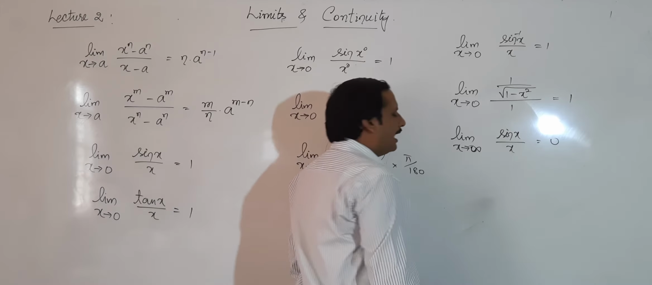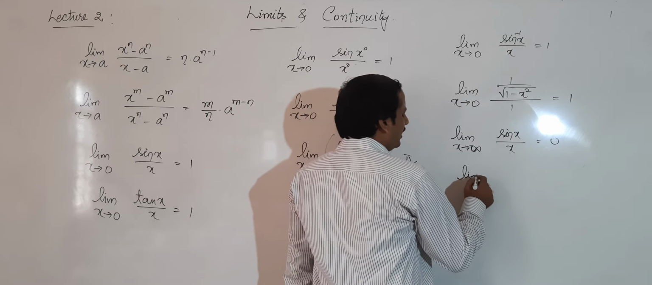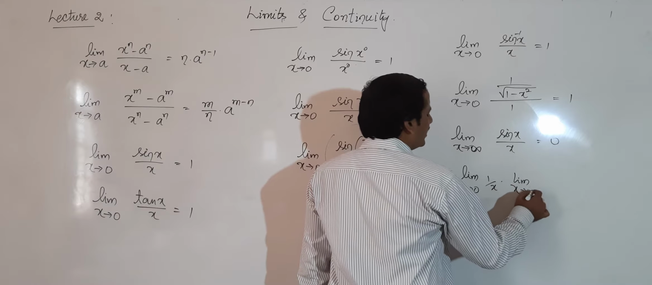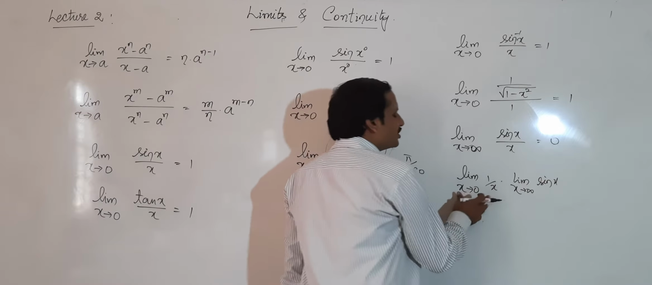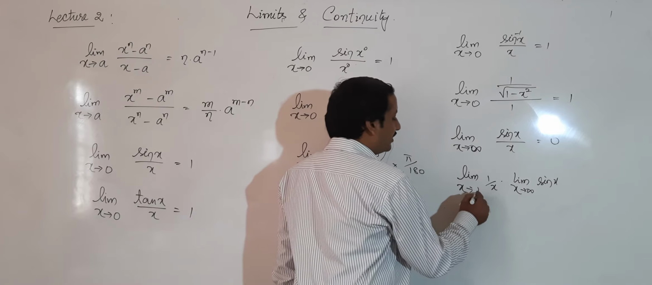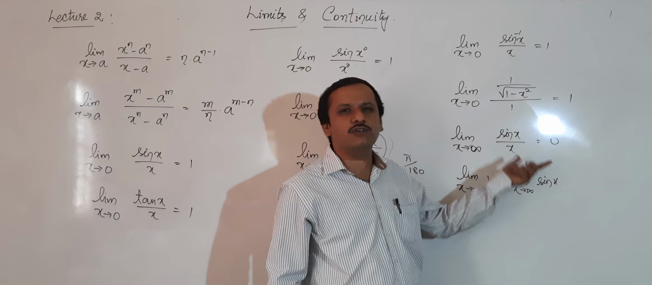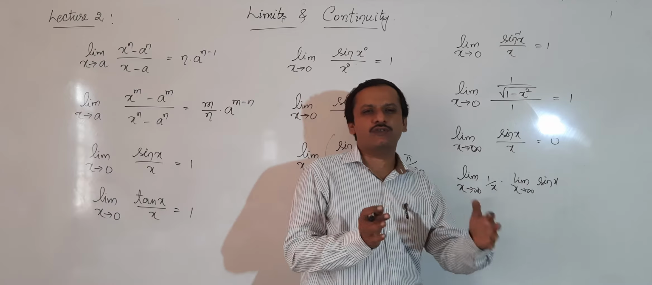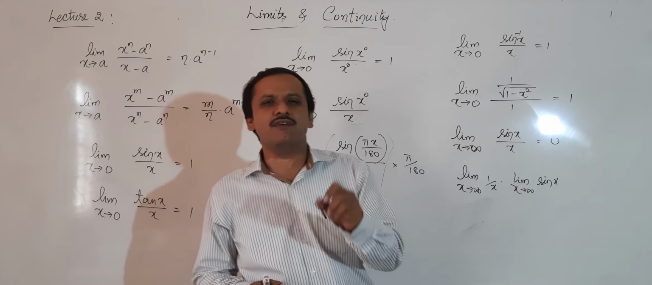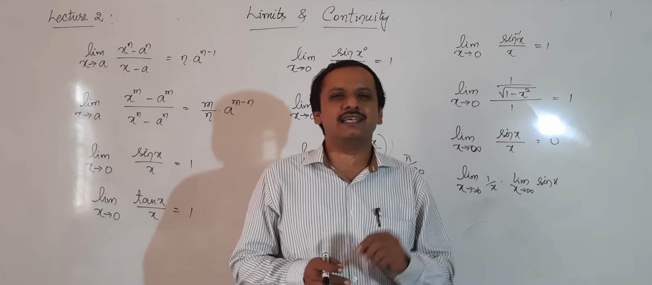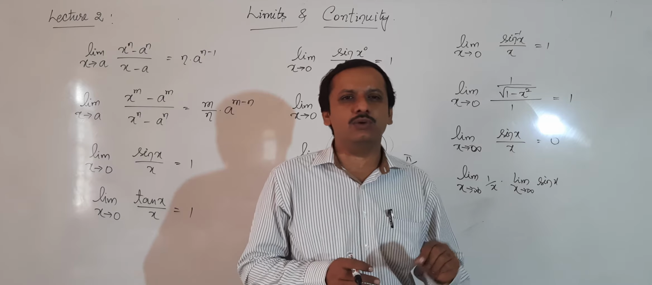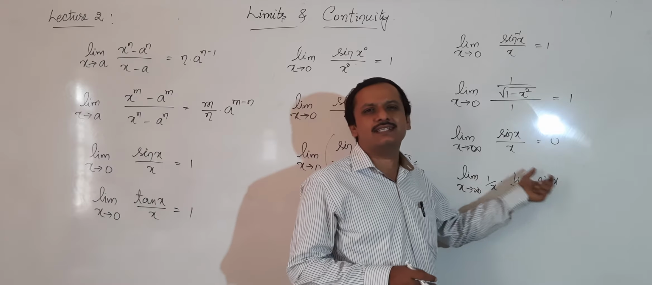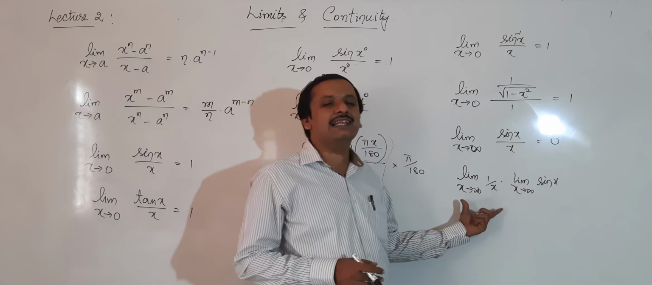Why it is equal to 0? I can split this as limit x tends to infinity 1 by x into limit x tends to infinity sin x. See, it's a product of two functions. I am treating 1 by x as one function and sin x as the other function. If you have limit x tends to a f of x into g of x, then we can write that as limit x tends to a f of x into limit x tends to a g of x. Okay. Now I will apply the limit as x tends to infinity.